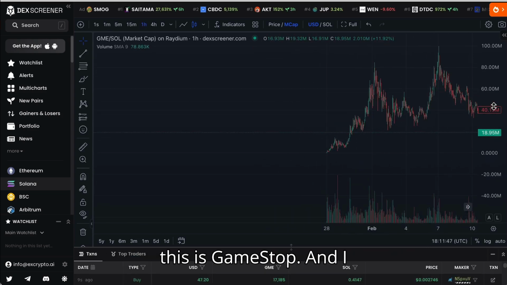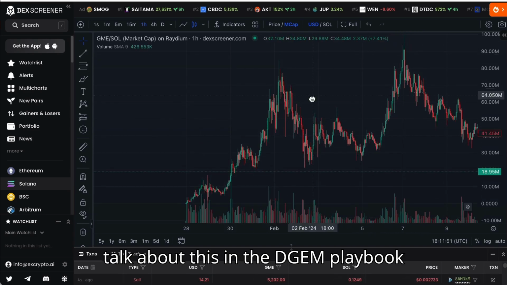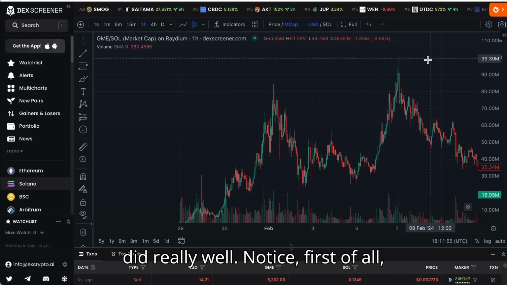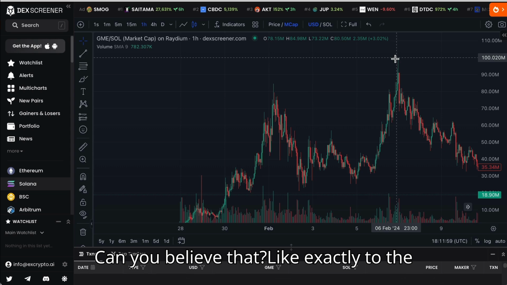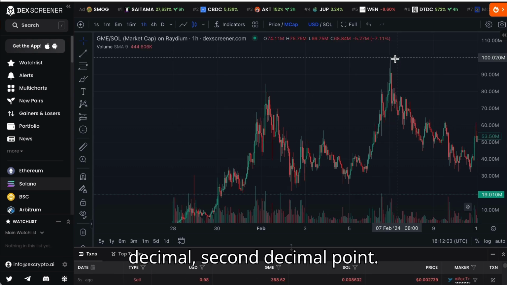So this is GameStop. And I talk about this in the DGEM Playbook guide. And this is one I traded and it did really well. Notice, first of all, the absolute top was exactly 100 million. Can you believe that? Like exactly to the second decimal point.